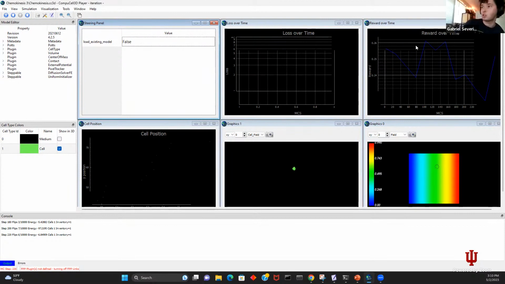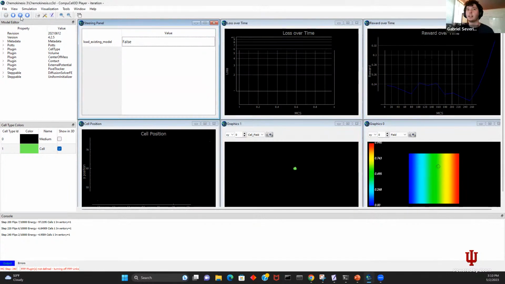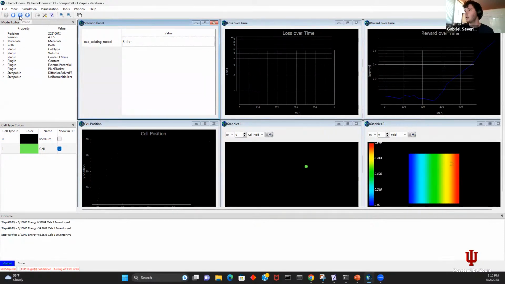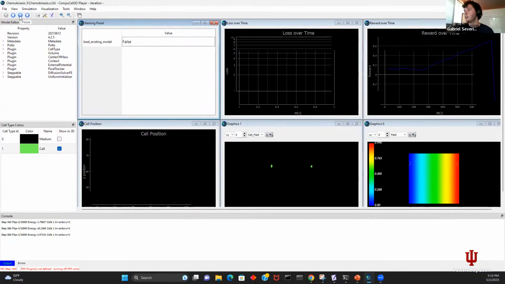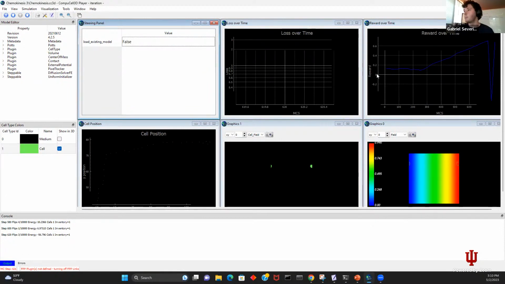Here's the reward over time. You're going to see that if we let this play a little bit more, there you go, it goes below 0. This is because of the penalty term, because it can get punished for what it's doing. We can see as it dips there on the right, it's because the cell is going over into the blue side.